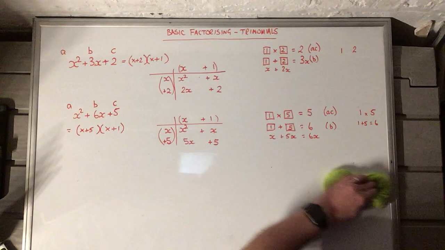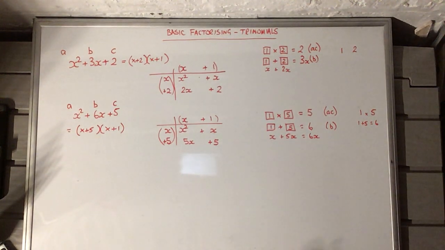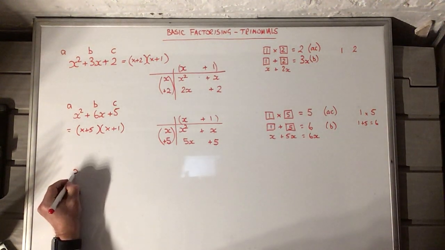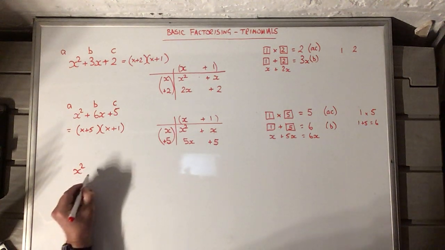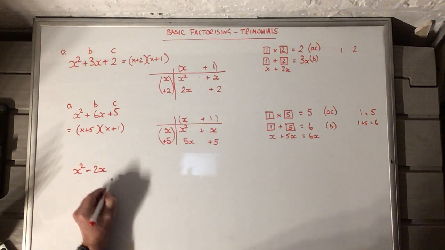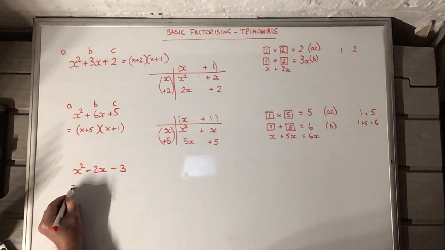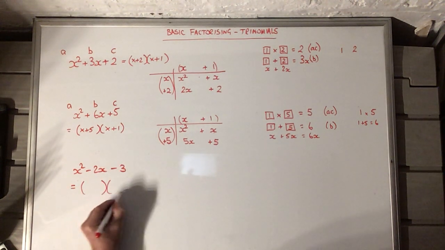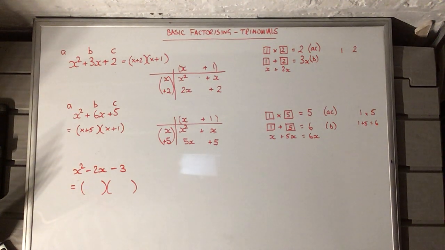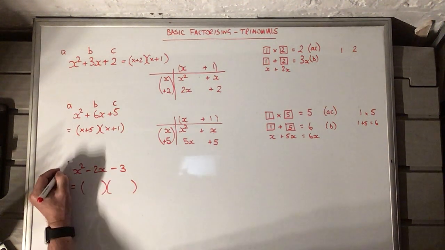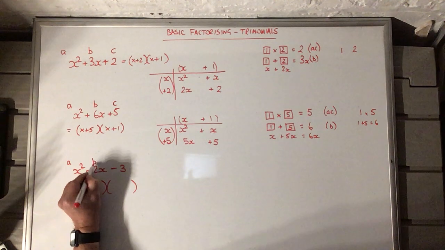What about this one? x squared minus 2x minus 3. And we want to put that into a pair of double brackets, a product of brackets. Identify what A, what B, and what C.